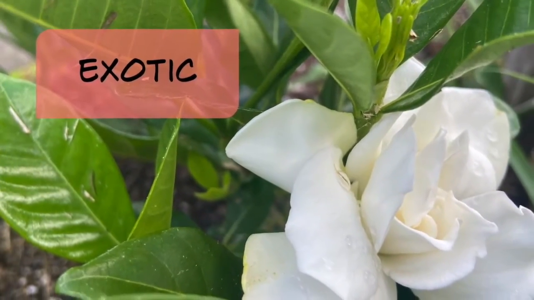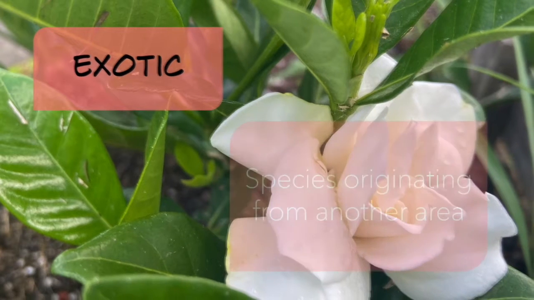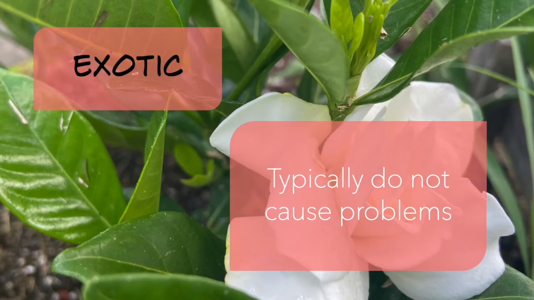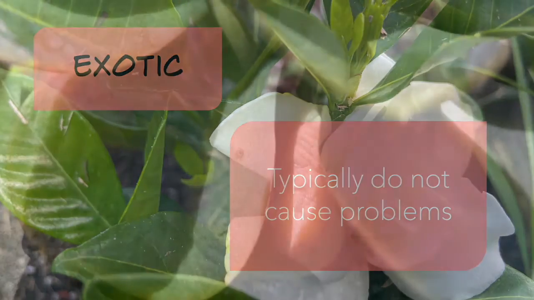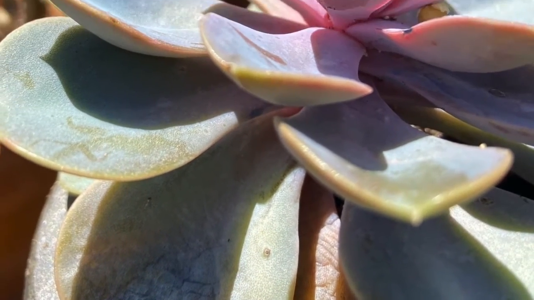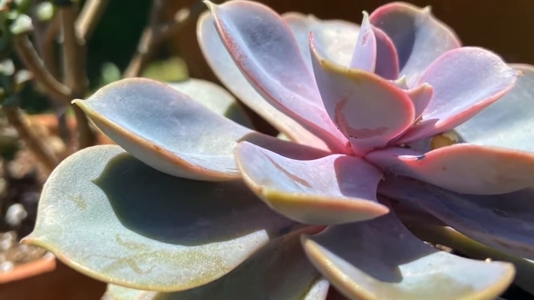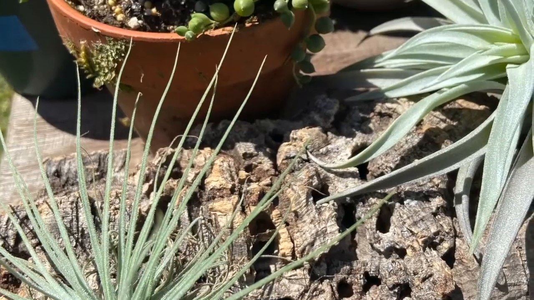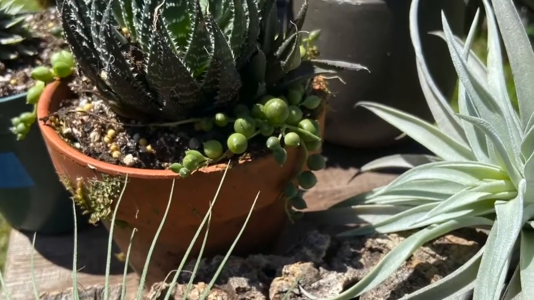Let's compare invasives to exotic species. Just like invasives, exotic species originate from another area. However, these species typically don't cause problems. They don't have many of the same characteristics that make a species invasive, which means they don't escape from cultivation, like from people's yards, farms, or greenhouses, and they don't take over or invade areas.